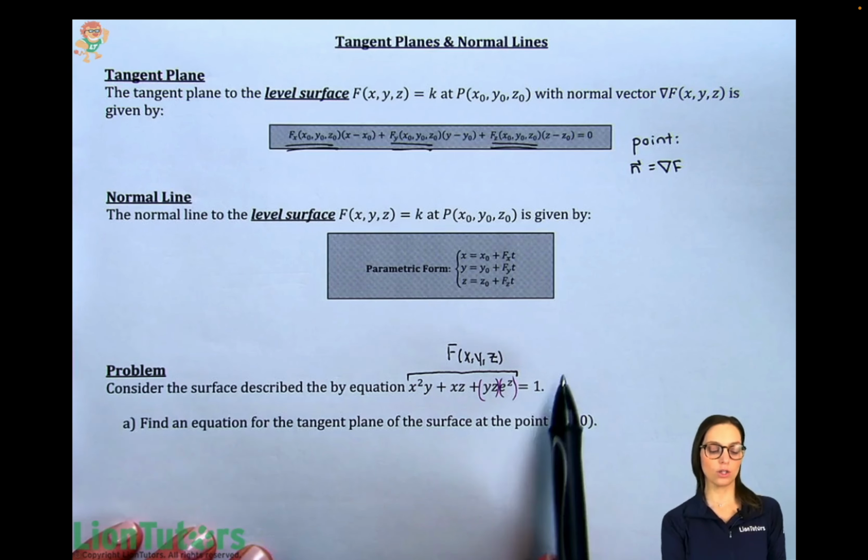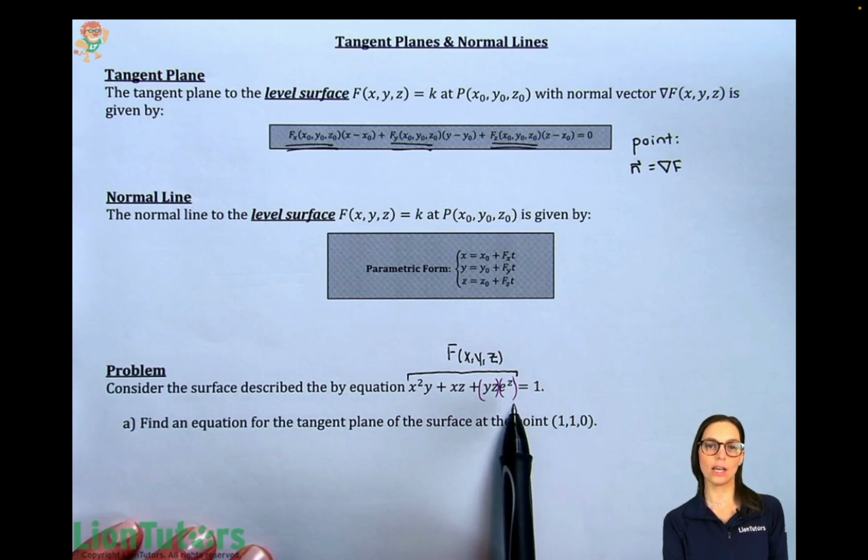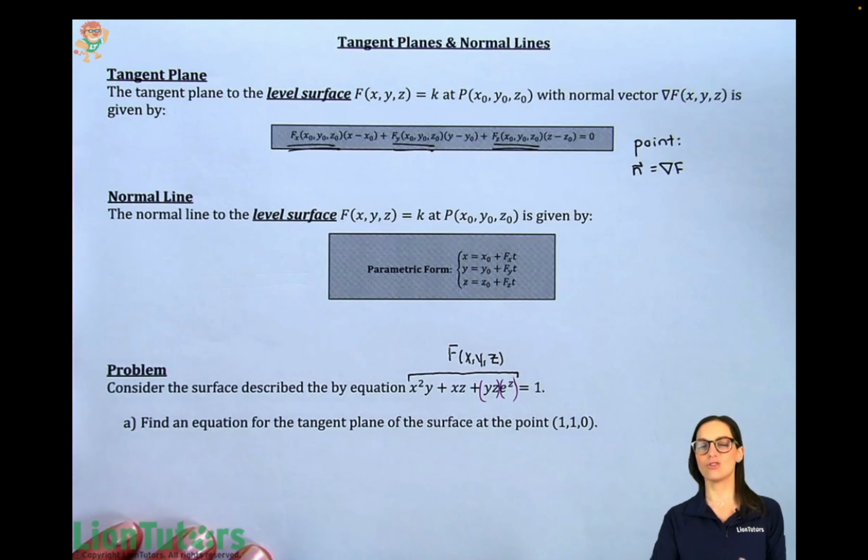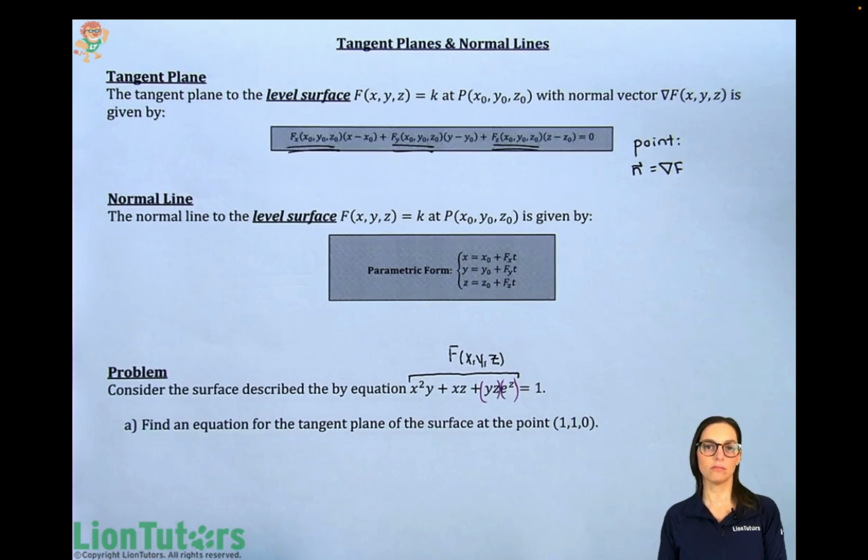The other thing you can think about is subtracting it over to the other side and setting it equal to 0, and then it just drops out when you take the derivative anyway. So don't worry about just ignoring that 1. That's a fair move. You're allowed to do that. All right, so that wraps up this section.